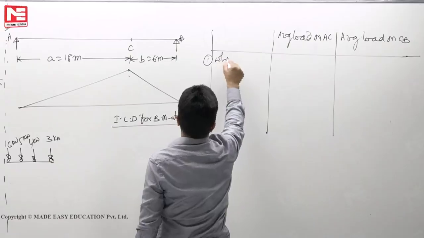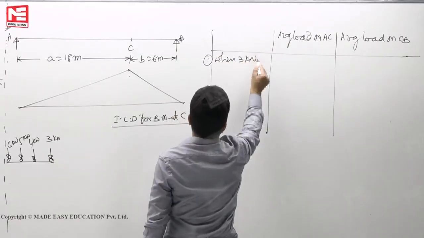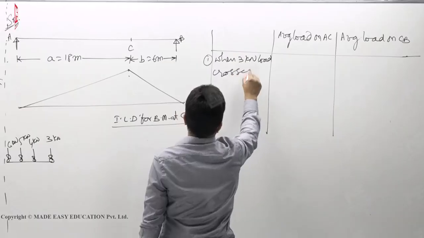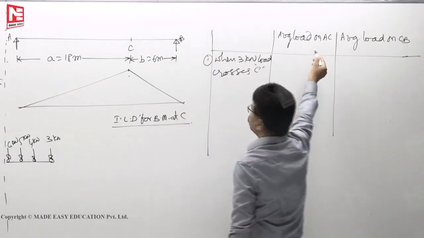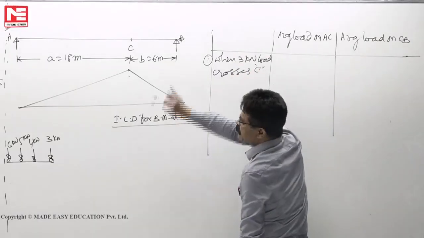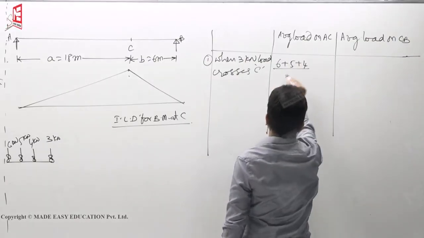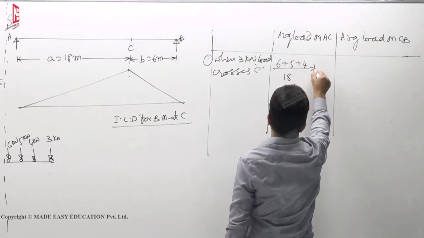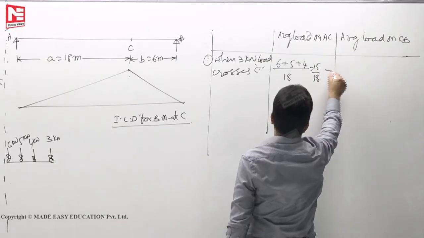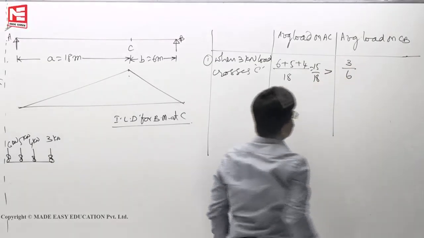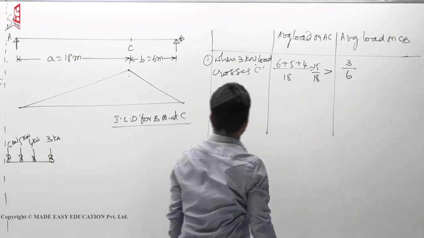So when 3 kilonewton load crosses C, then what is the average load on AC? Left out are 6 plus 5 plus 4. 6 plus 5 plus 4 by 18. 11 plus 4, 15 by 18 here. Naturally this value is greater than, now load crossed, 3 by 6. This is 0.5, this is more than 0.5.